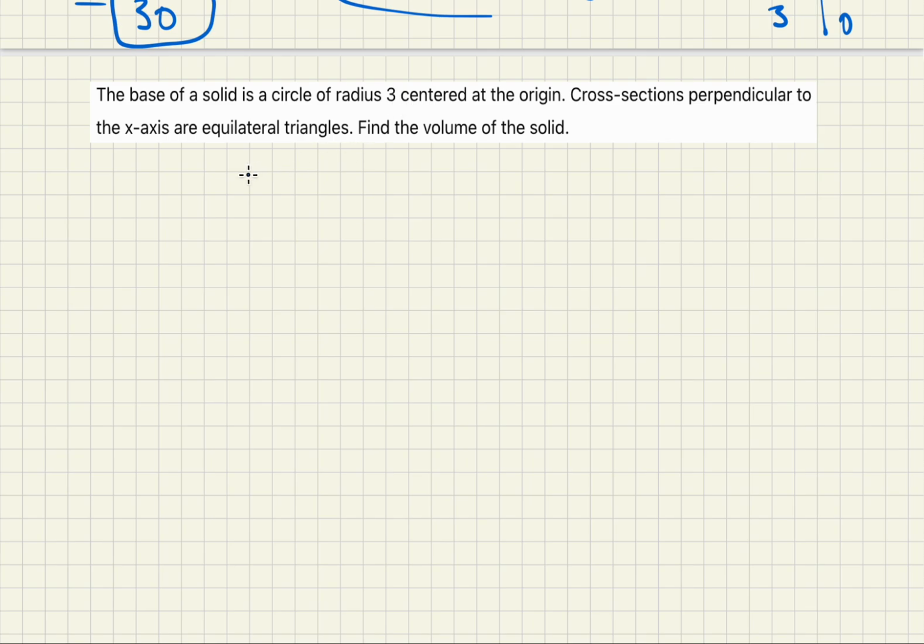And so it's important to figure out what is the equation for a circle. If you had a minute to think about it, the equation of a circle is actually x squared plus y squared equals the radius squared. So in this case, the radius is 3, and 3 squared is 9. So this is the function given to us.